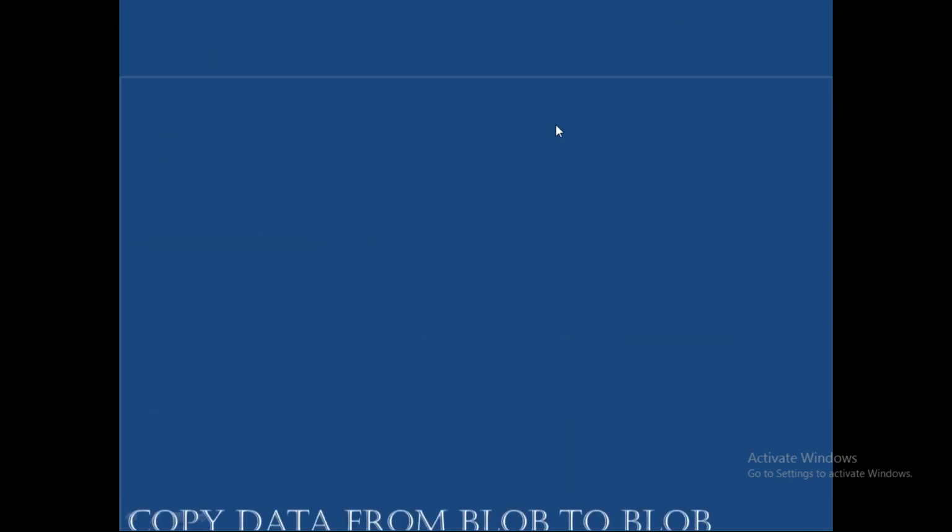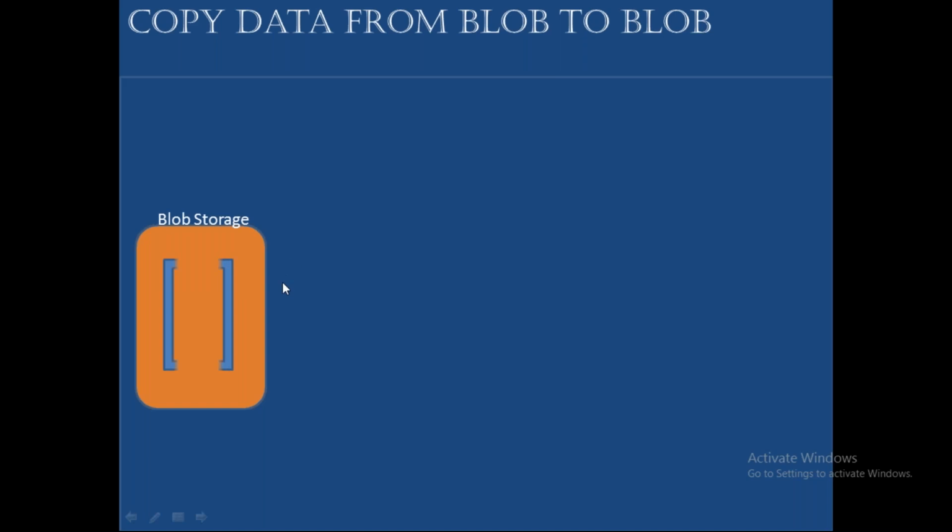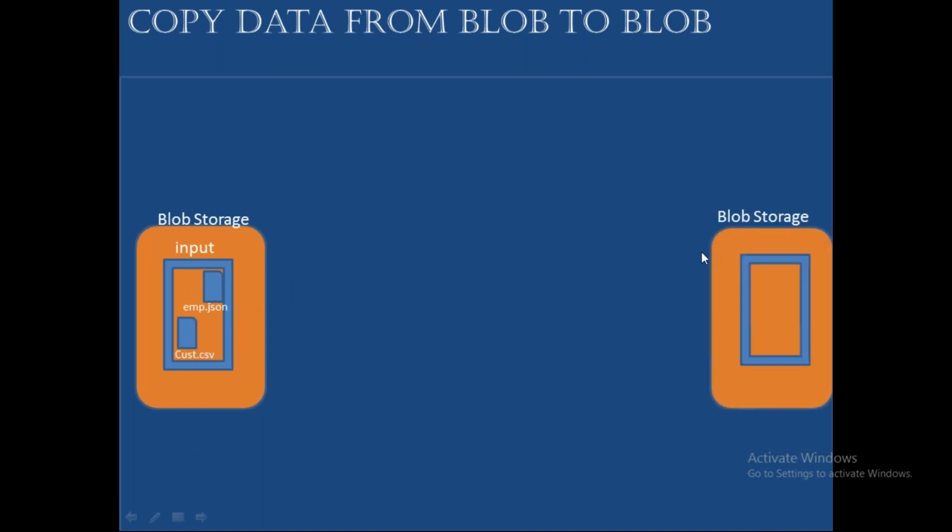Okay, so now you see, friends, copy data from a slightly different blob storage. Inside that you have an input container. In that container you see emp.json and customer.csv. We have two types of files, and I want to load these particular files into the blob storage.